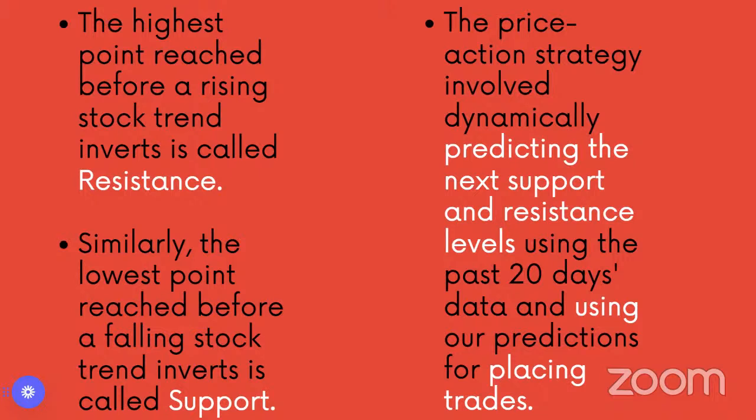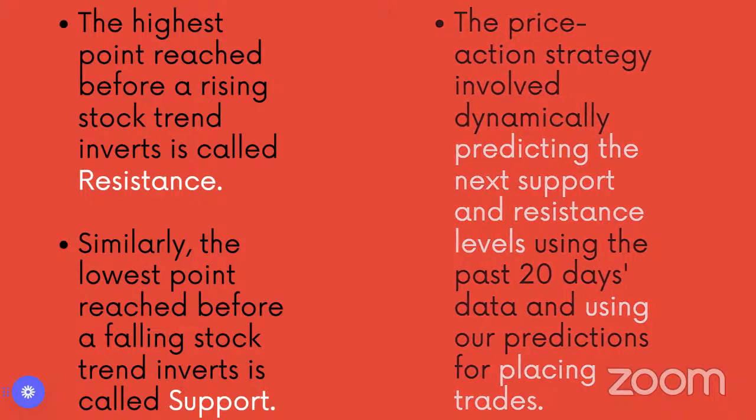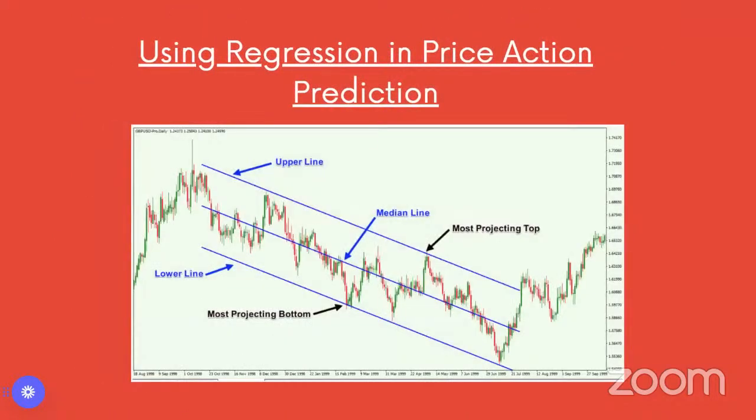You can see here that we haven't used any future data, so there's no look-ahead bias. We're only using the past 20 days of data. Also, this is dynamic, and our best fit line is shifting every day. So this is how we use regression while predicting the price action.